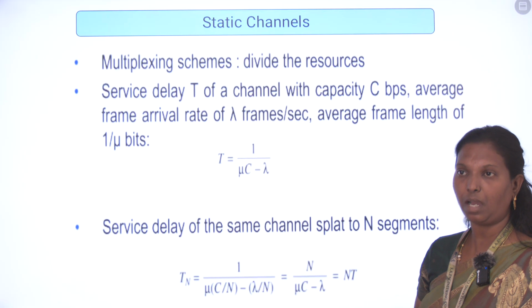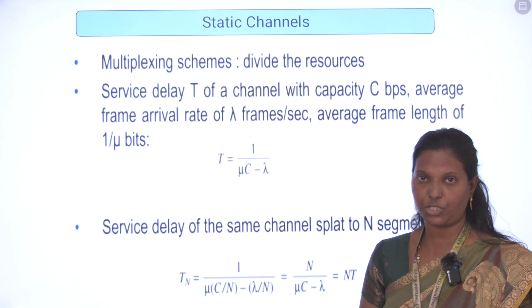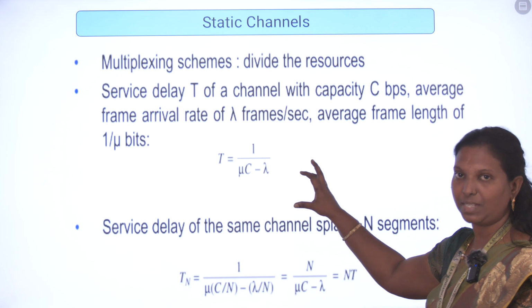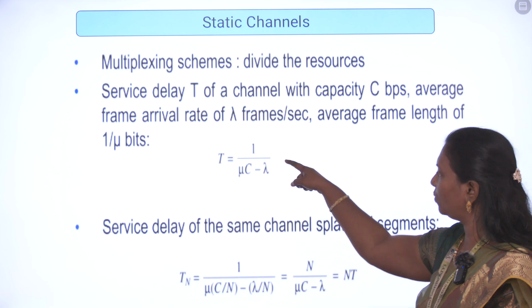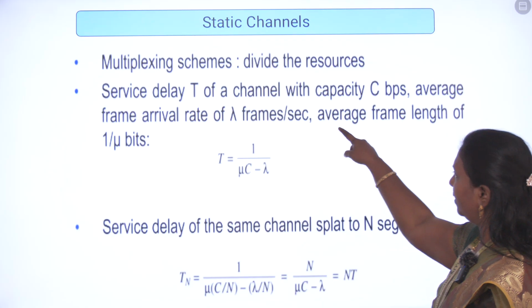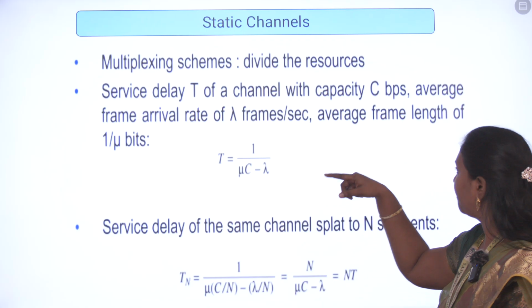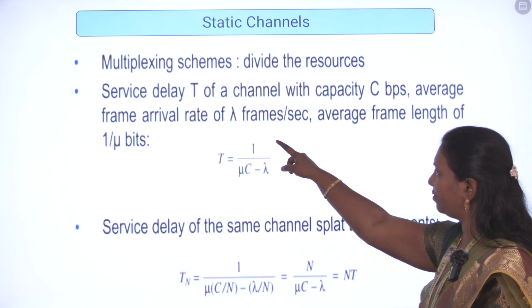This is an example of how they appear in the GATE questionnaires. Here we have the formula for calculating the service delay. We can check the service delay through this process, where the service delay T of a channel with capacity C has frames of lambda.